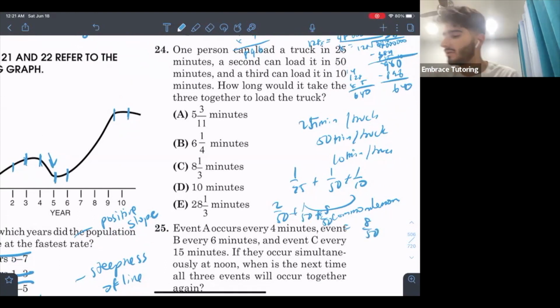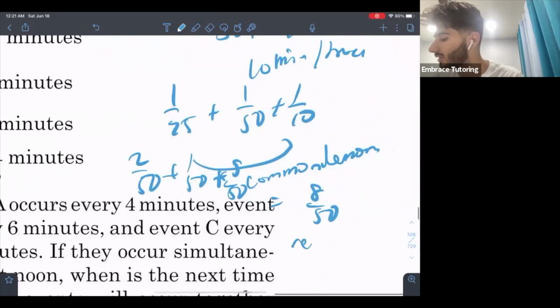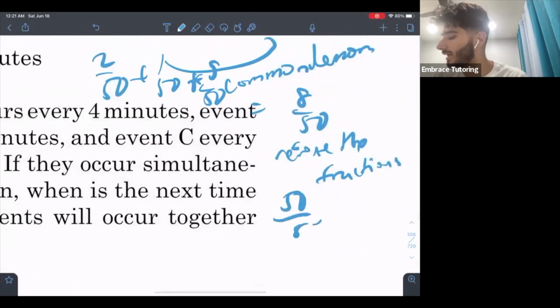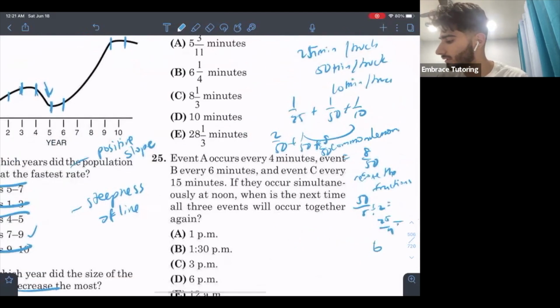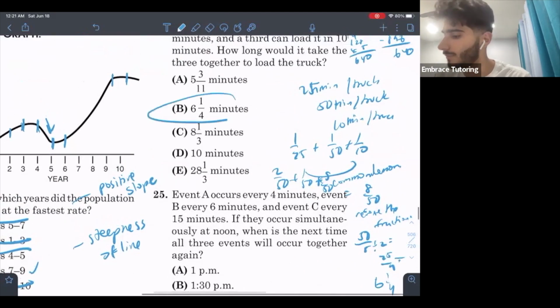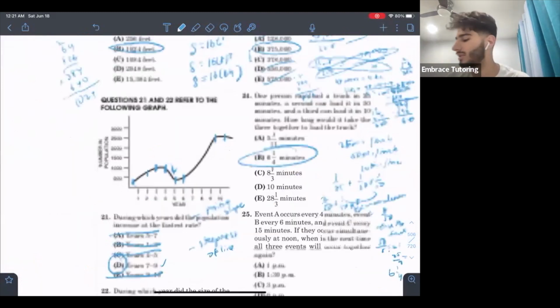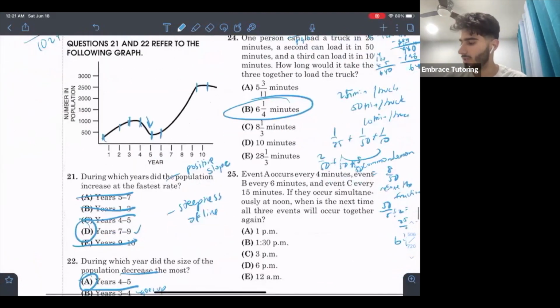Now reverse the fraction to get 50 over 8, divided by 2 to get 25 over 4, which is 6 1/4 minutes, choice B. So you just have to put 1 over each time, add them, get the common denominator, reverse it again, and then simplify to get the time. And that's how you do 24.